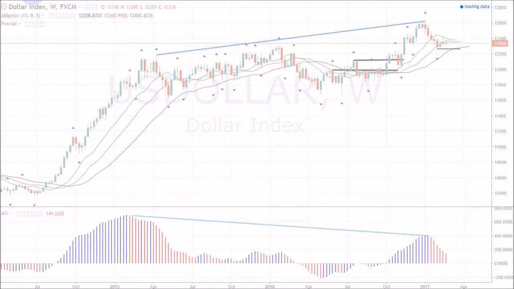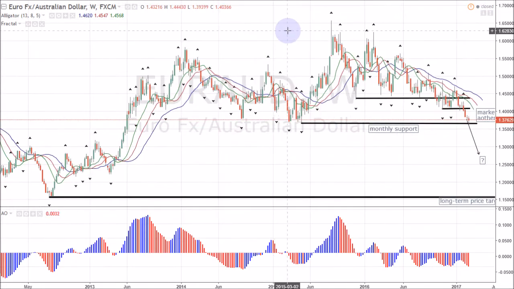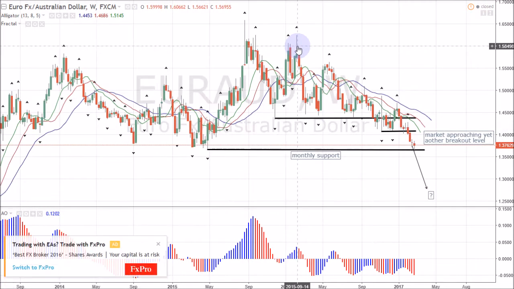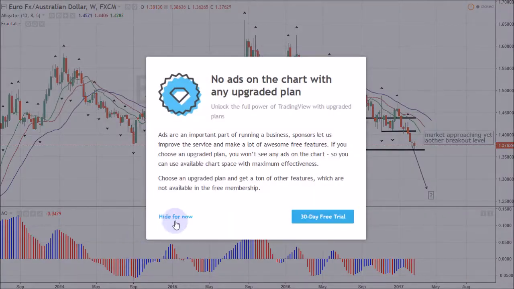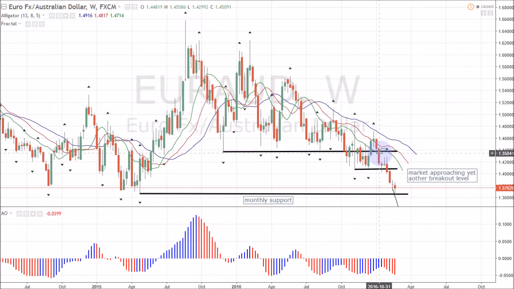We have still going on Euro Australian. We still have Euro being of interest. This forex pair is trending lower. We have a rejection now at monthly support, not a whole lot, but let's give the market some time. I could imagine some weeks here going sideways before we see a continuation down.